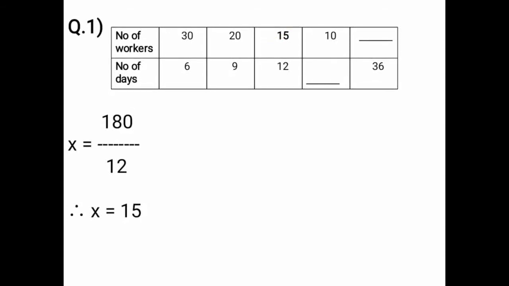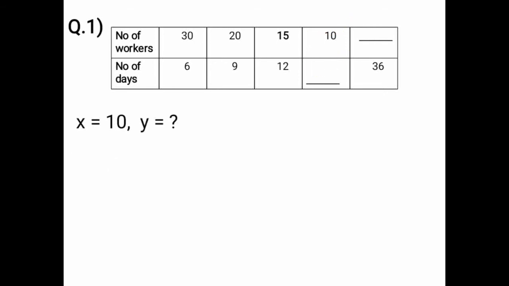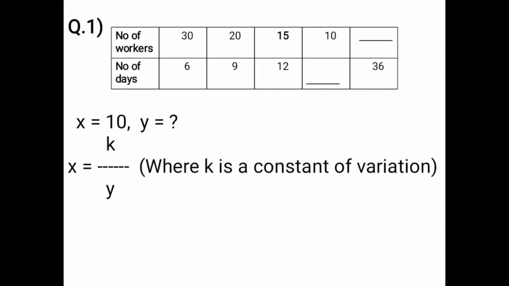Now we will solve the other column. The number of workers is given as 10. You have to find the number of days. x is equal to 10. y is equal to question mark. Write the formula of the constant of variation in inverse variation. x is equal to k upon y, where k is the constant of variation.